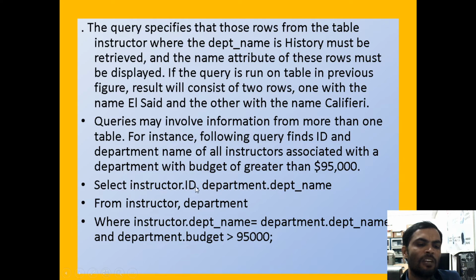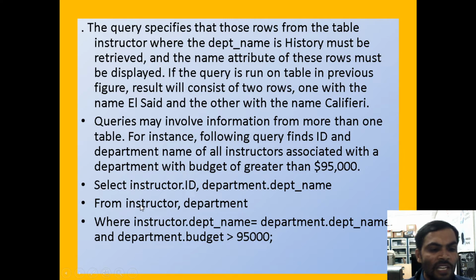Instructor is a table name, and ID is the attribute or the column name. Before the attribute name or the column name, we can give the table name also. Select instructor dot ID, department dot ID from the tables instructor and department; from the two tables they are retrieving the data.